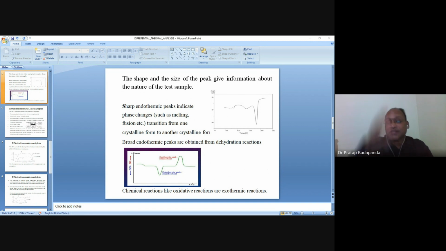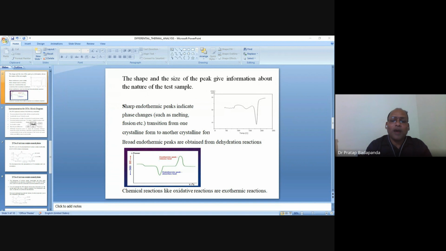If a sharp edge is there, this is completely an endothermic reaction. Broad endothermic peaks mean it is also an endothermic reaction, but a little bit flatter, a broad peak. Broad endothermic peaks are obtained from dehydration reactions. Chemical reactions like oxidation, oxidative reactions, are exothermic reactions. So this is on the basis of that.